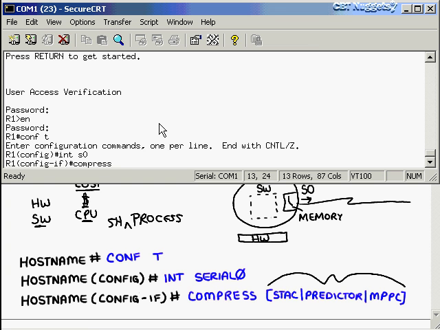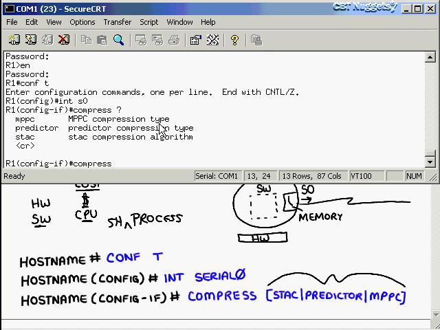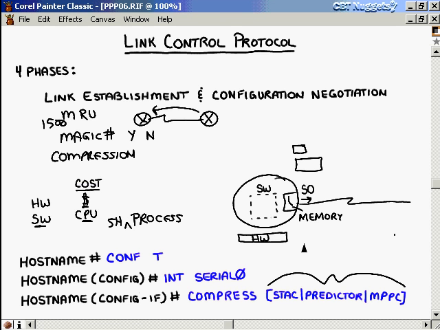I'm going to issue the question mark at this point so that I can show you the different options for compression. What we have here is stack, predictor, and MPPC. Stack and predictor are standard software compressions. The note that I want to make on the MPPC is that it has the ability to connect to a Microsoft host via a dial-up connection. So let me show you that here. What I'm going to have is a router, a dial-in connection, and then a host environment here. This could be NT, Windows NT, that is a Microsoft product. And what this stands for is Microsoft Point-to-Point Compression. So that can be established over this link.